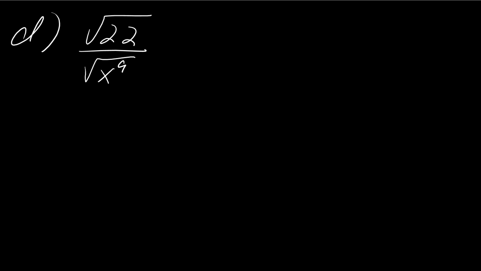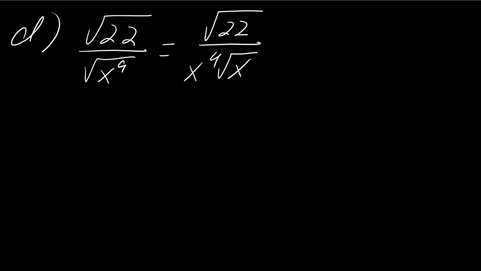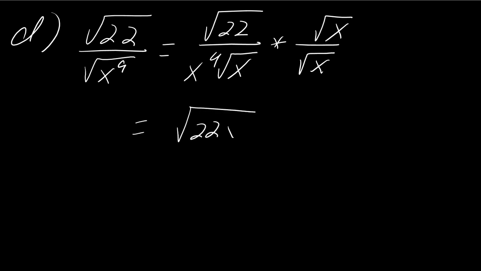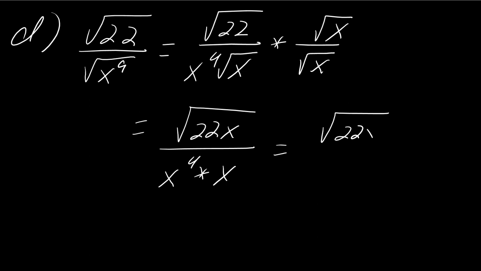Okay, so once again, I prefer actually simplifying the bottom first. So this will become, let's see, x to the fourth times the square root of x. So then what do I actually multiply by? I just have to multiply by the one radical. So I just have to multiply it by the square root of x. So then this becomes the square root of 22x over, so this is a little tricky. So we've got the x to the fourth, and then this square root of x and this square root of x will end up just becoming one more x. So then this becomes square root of 22x over x to the fifth.